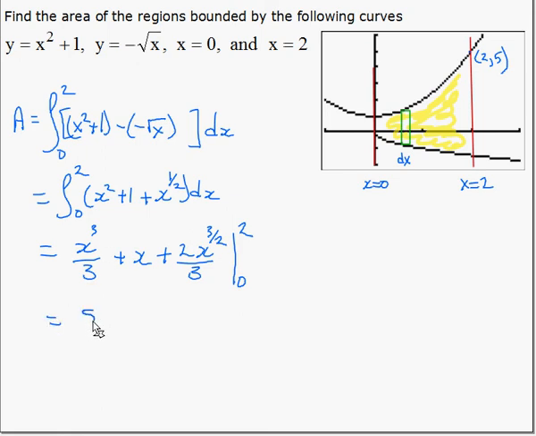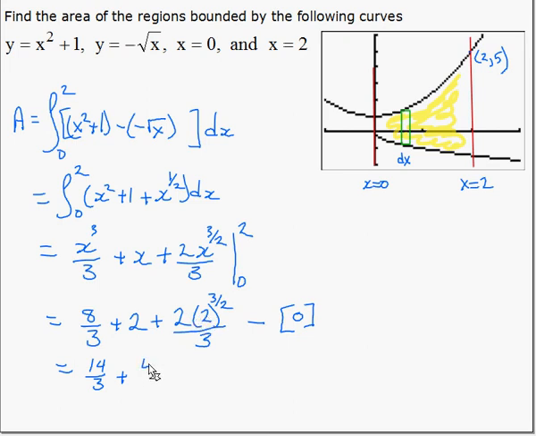So substituting in 2 gives us 8 over 3 plus 2 plus 2 times 2 to the 3 over 2 over 3, minus putting 0 in for each x value results in a 0. So simplifying then, 8 over 3 plus 2 is 14 over 3 plus 2 to the 3 over 2 is root 8. Root 8 is 2 root 2, so that's 4 root 2 over 3, which is equal to 14 plus 4 root 2 all over 3. And that's units squared.